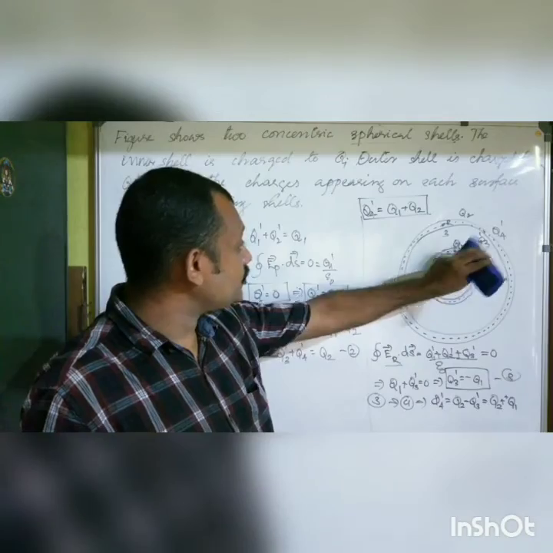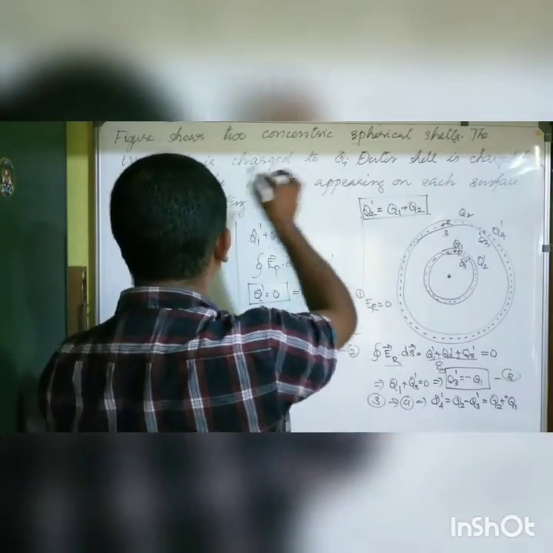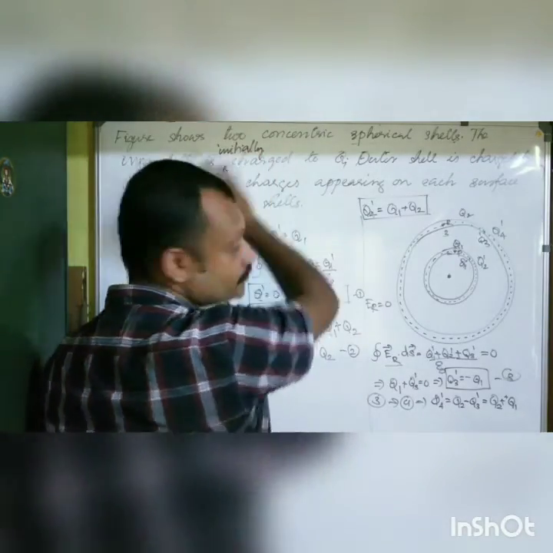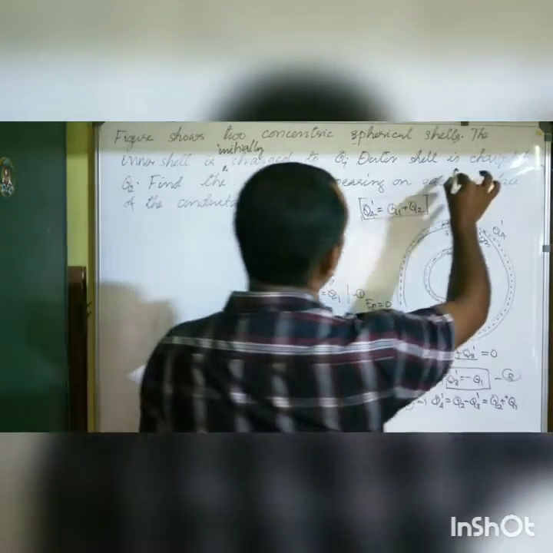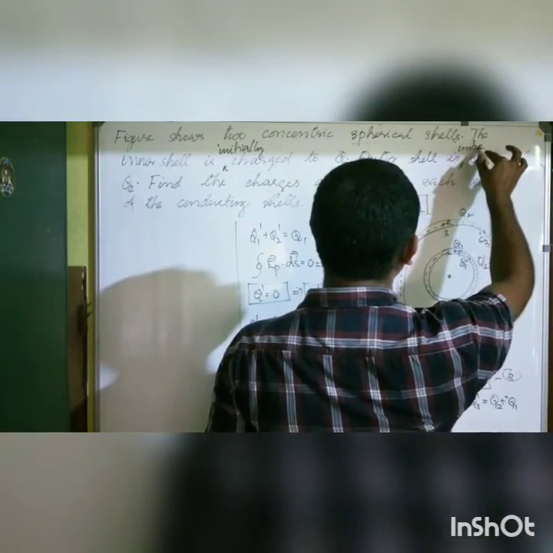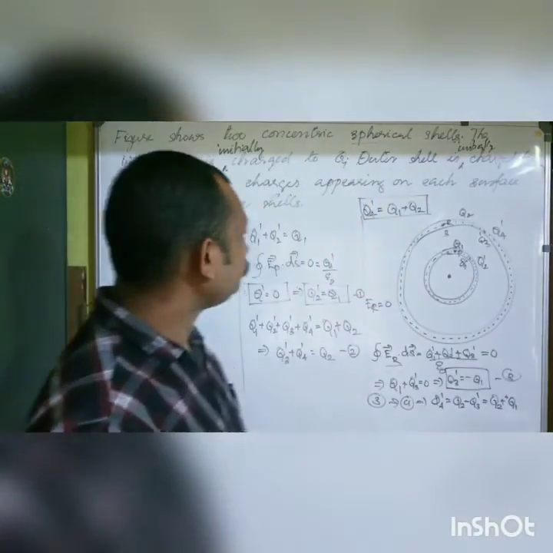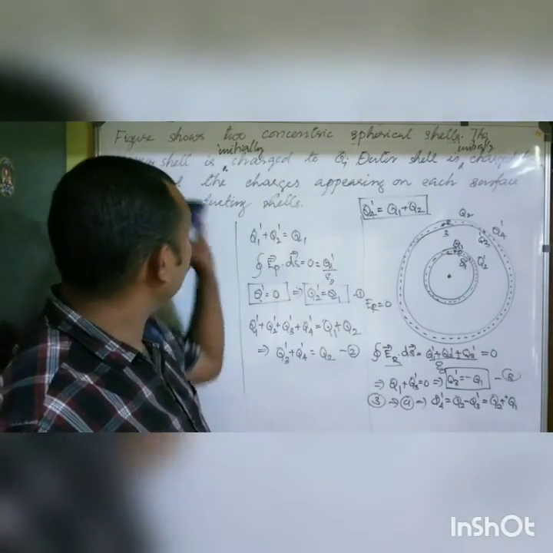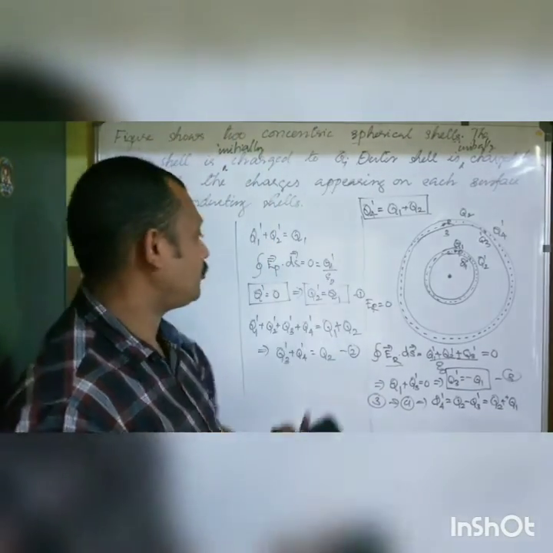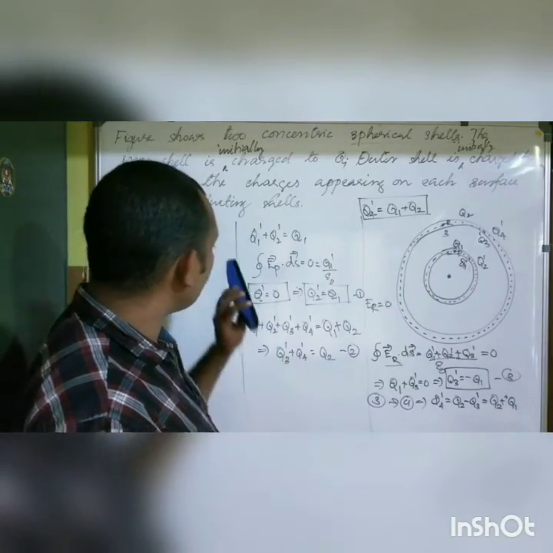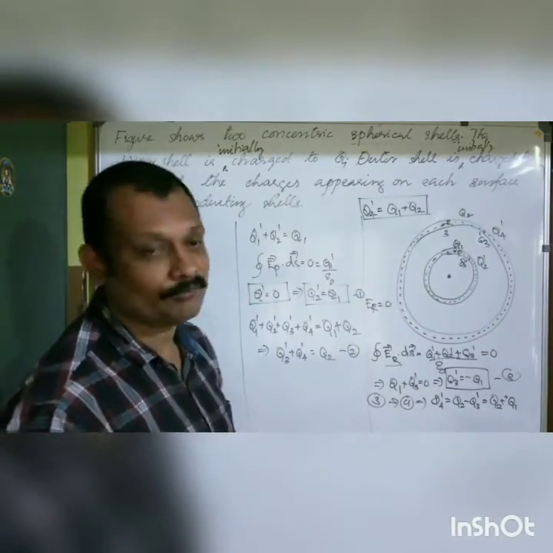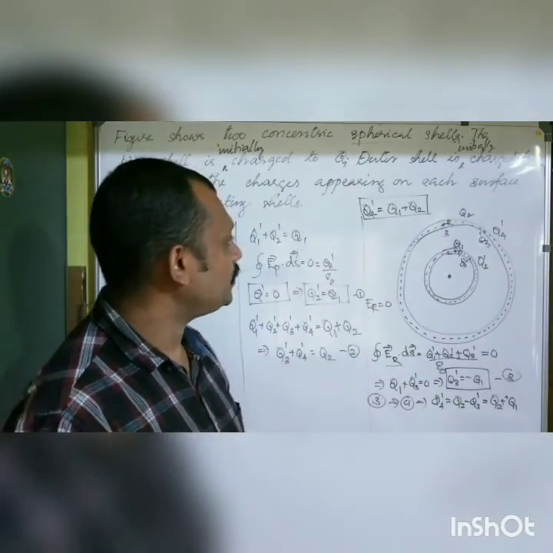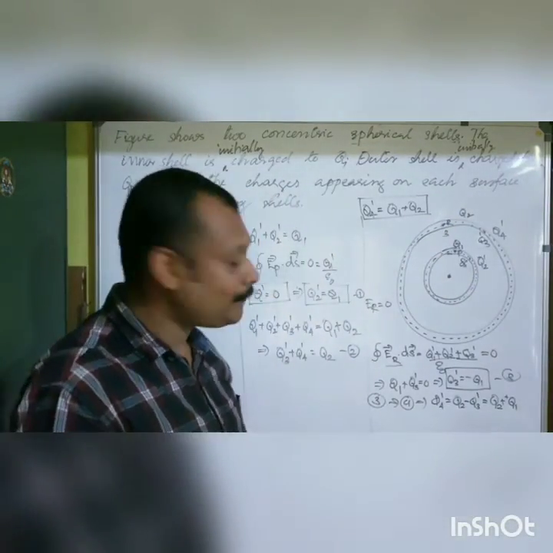Initially charged spherical shells. I have to say the inner shell is initially charged, and the outer shell is initially charged. Okay, even if that word is not there, it doesn't matter. It means initially they have the charges likewise. What are the charges appearing on each surface? Q1 dash, the charge on the inner surface, is 0. Charge on this surface is Q1. Charge on this surface is minus Q1. Charge on this surface is Q1 plus Q2.